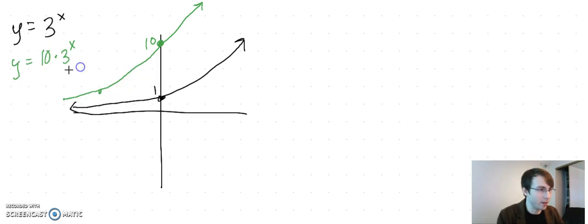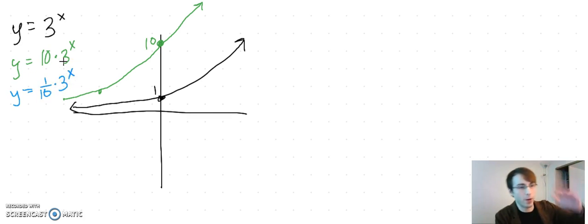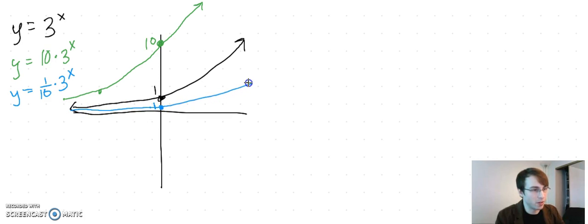Likewise, if we do y equals 1/10 times 3 to the x, it's like we're compressing downwards. So we're taking this function, everything is being divided by 10, or you can think multiplied by 0.1, just write 0.1 here. So 0.1, and then it becomes a lot more smushed. So looking something like that.